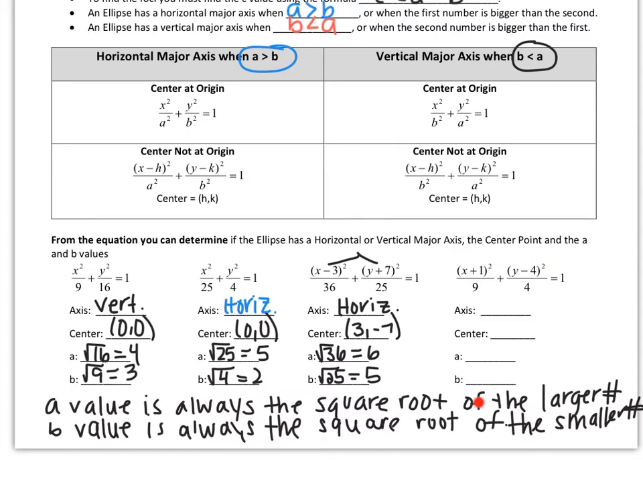Okay, same thing with the last one. My center is the opposite of these values, so (1, positive 4). We see that my first number is bigger than my second number, so I have a horizontal major axis. And the square root of the bigger number is always A, and the square root of the smaller number is always B. Okay, now let's see if we could put this all together to graph some equations.